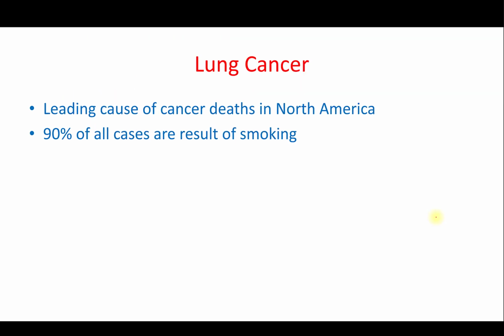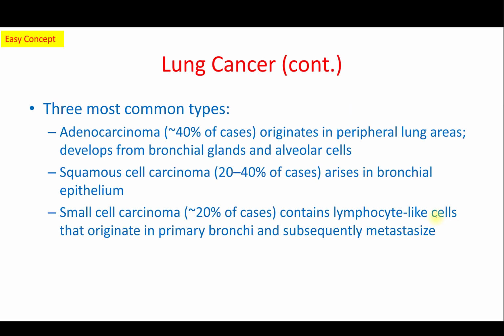Then there is another big group of diseases, which is lung cancer. Of all cases, 90% result from smoking, and it is a leading cause of death in the US. We have three common types. We have adenocarcinoma, which is around 40% of the cases. Then we have squamous cell carcinoma, which is 20 to 40% of the cases. And then we have small cell carcinoma, which is less than 20% of the cases.